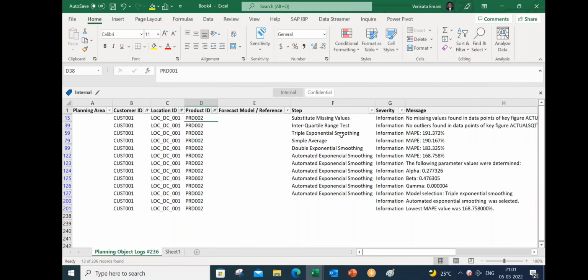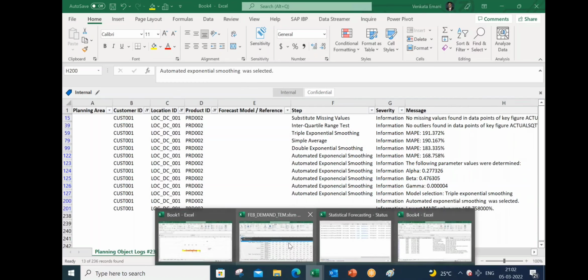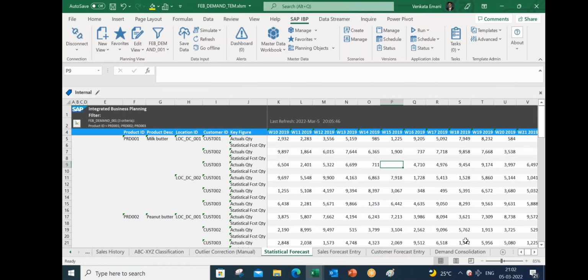Suppose we check. Here you see triple exponential is 191, simple average is 190, double exponential is 183, and automated is giving you the least, 168. So what must have been selected? Automated exponential smoothing. If you are individually running statistical forecasting, it is very difficult to analyze these things and give the parameters. So here the system selected the best alpha, best beta, best gamma, and it has selected the exponential smoothing which gives the least error. The system has done that.